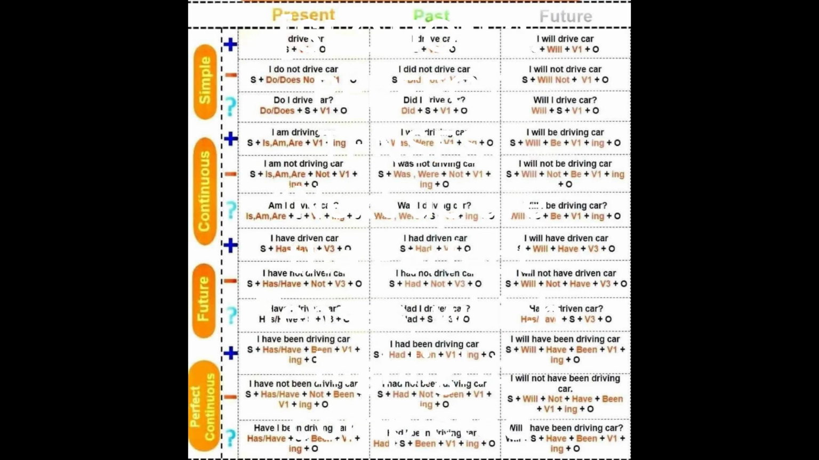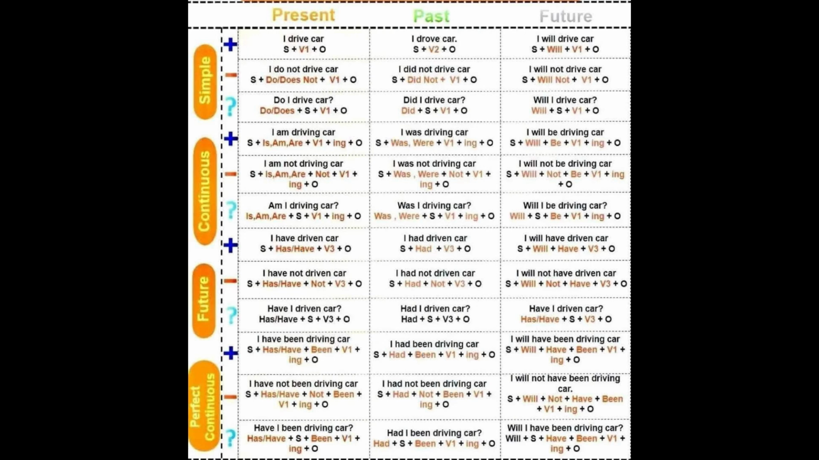Today's lesson is a clear and concise overview of the tenses in English grammar. This chart provides examples of sentences in the simple, continuous, perfect, and perfect continuous tenses across the present, past, and future timelines. Let's dive in.